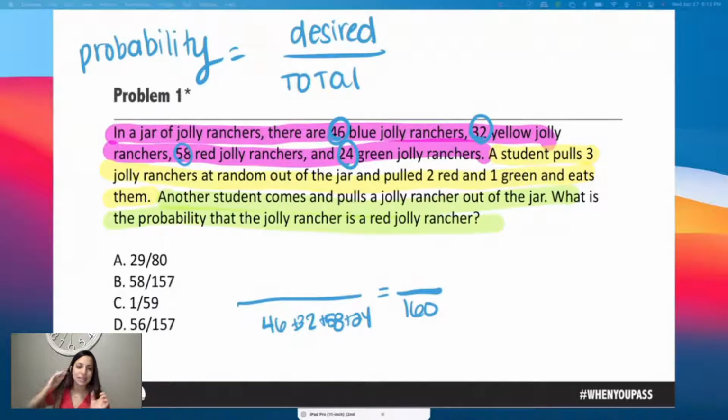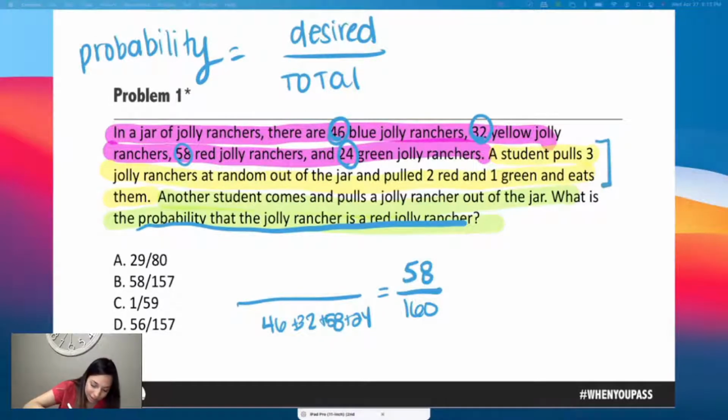And what is my desire? My desire is the probability that my Jolly Rancher is red. So there are 58 red Jolly Ranchers. However, that is not the right answer. Why is that not the right answer? Because of this yellow section right here.